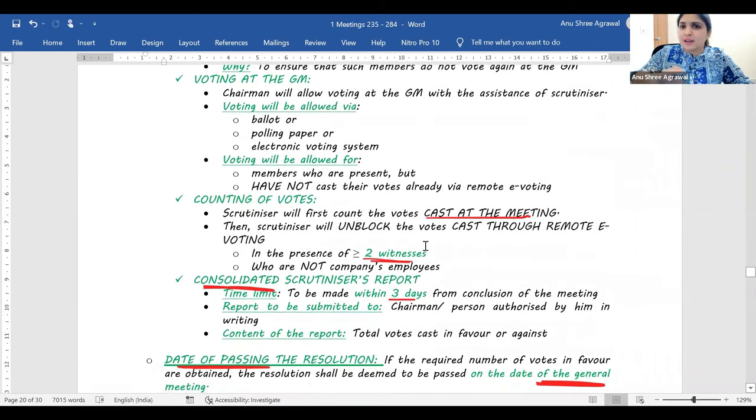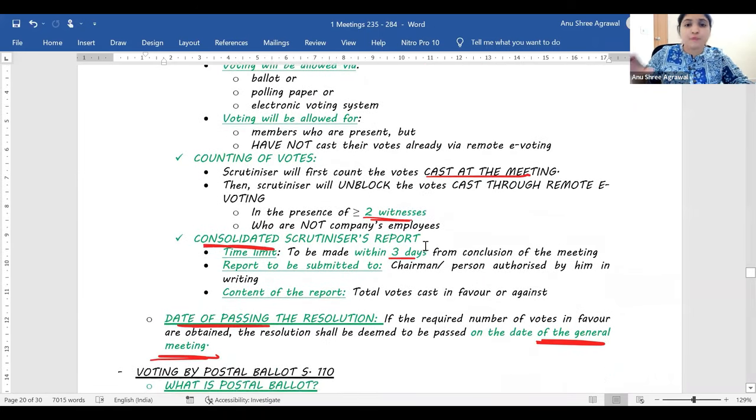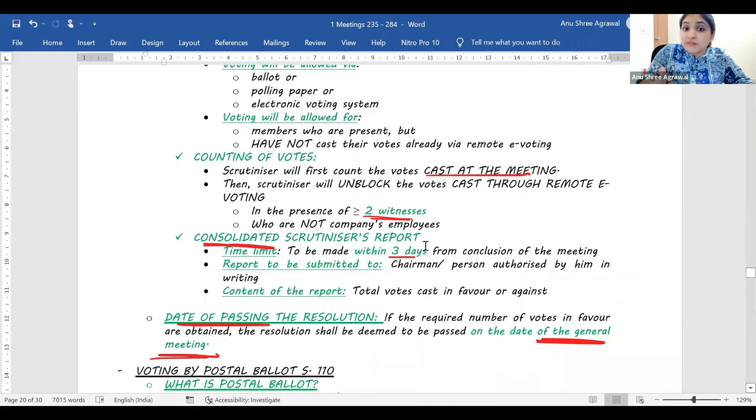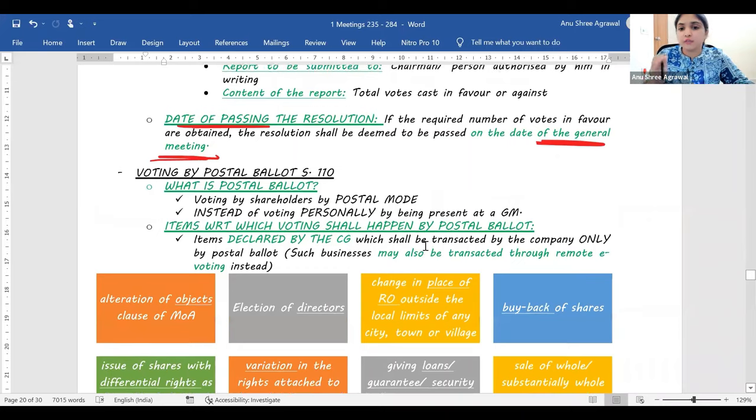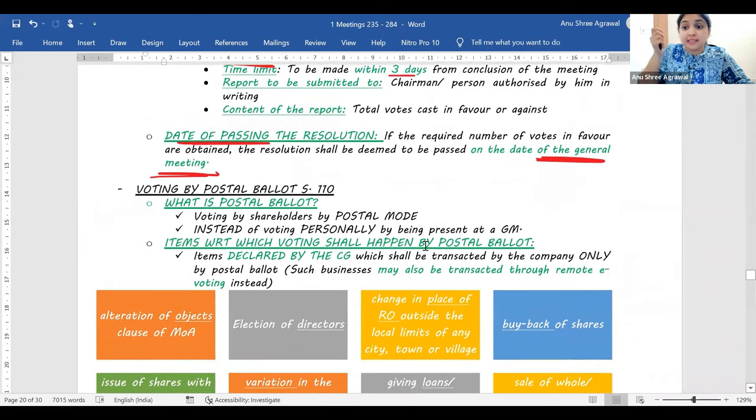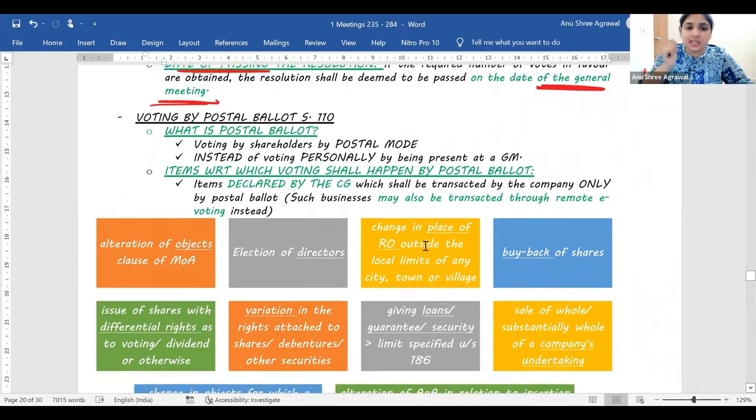Then after the entire voting is done in the meeting also, first what will he count? First he will count the votes which were cast at the meeting. Then he will count the e-votes. He will unlock the e-votes in the presence of at least two witnesses. He will prepare one consolidated scrutinizer's report and submit it to the chairperson within 3 days. What will be the date of the resolution? The date of the resolution will be the date on which the meeting was actually held.